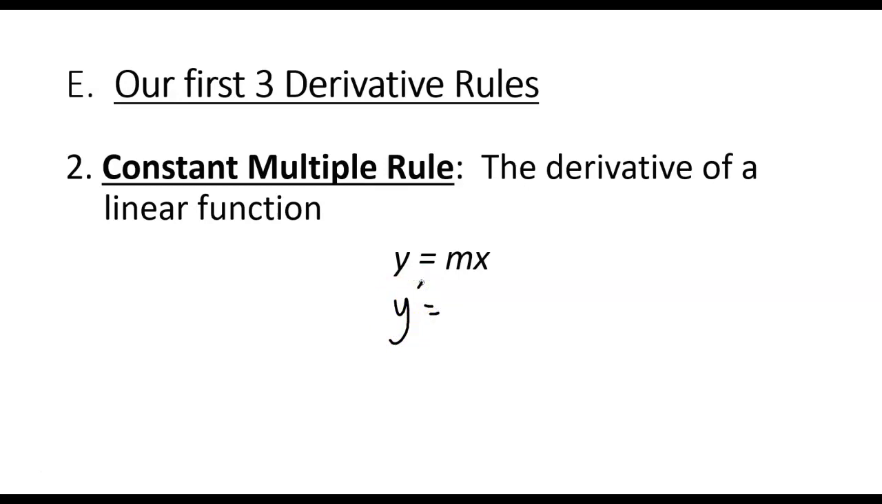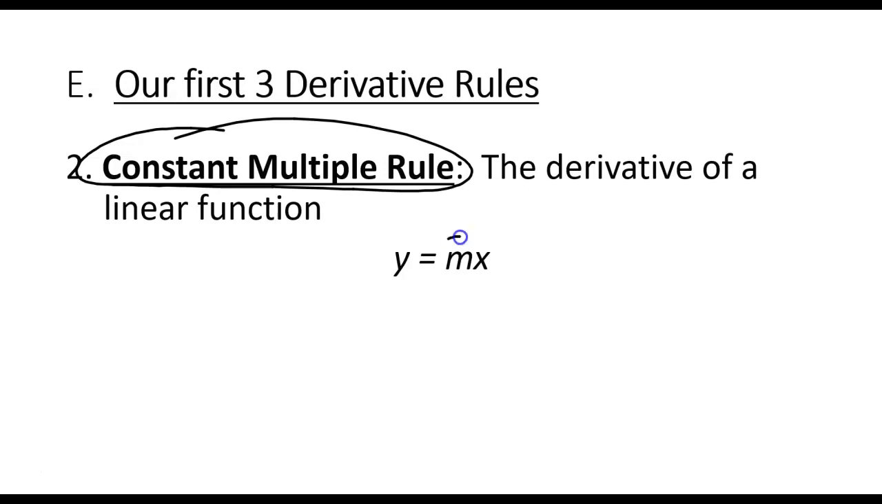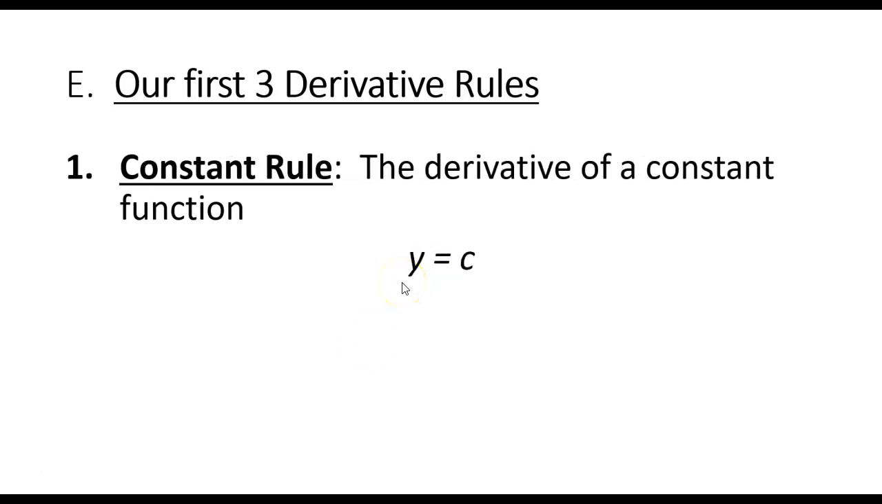Whatever you have, y equals mx, the derivative will be just the m. That's the slope, also known as the instantaneous rate of change. Now, these two names are pretty similar, so I want to make sure you understand the difference between them. This is the constant multiple rule because you have a constant multiplying x, whereas the one before it is just called the constant rule because it's just a constant number. There's no variable next to the number at all. So those are different ideas there.